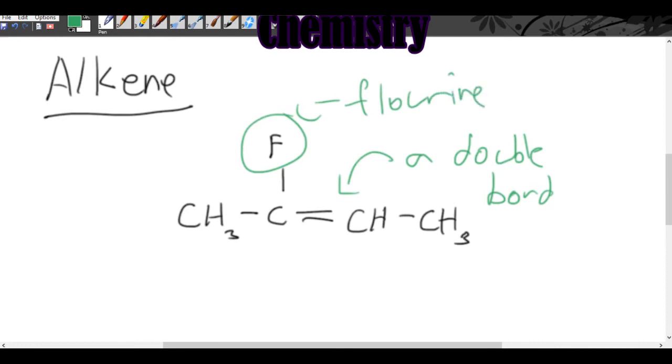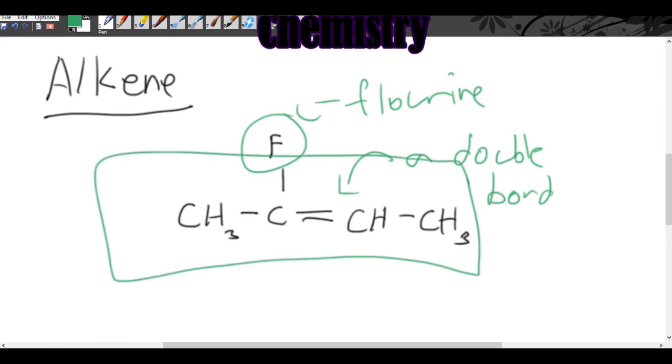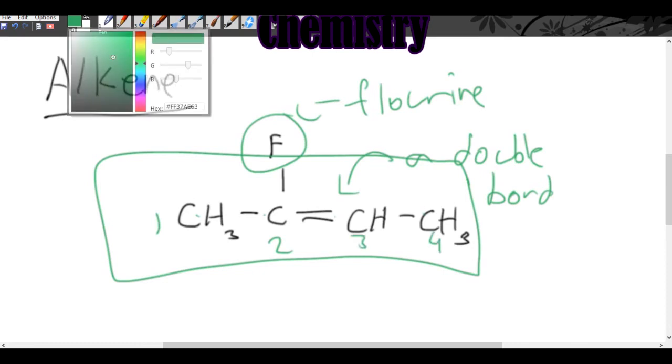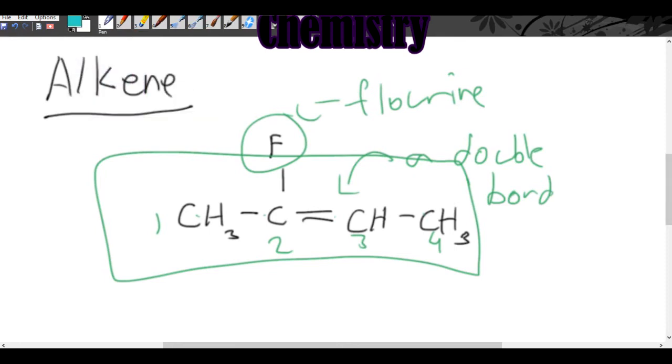So first off, we have to figure out where our longest chain is. In this case, we have it right here, and we have 1, 2, 3, 4. So 1. In that case, I'm going to use sky blue this time. Since there are 4 carbons, we can call them but.